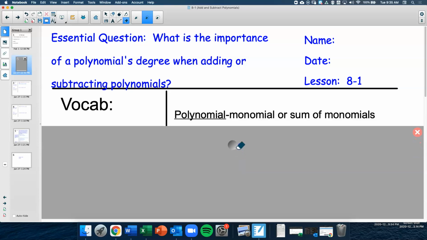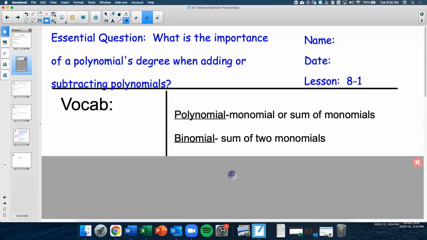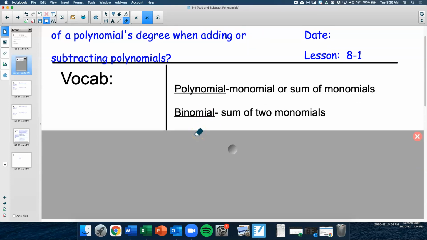Let's do some vocabulary. Polynomial is a monomial or a sum of monomials. So monomial or a sum. So for instance, 7x could be a monomial. Polynomial, 7x plus 2y plus 1. That is a sum of monomials. A binomial is a sum of two monomials. So now these are specific types of polynomials. So binomial, there's a name when it's just two monomials, like 7x plus 2. That's a binomial, 7x plus 2.